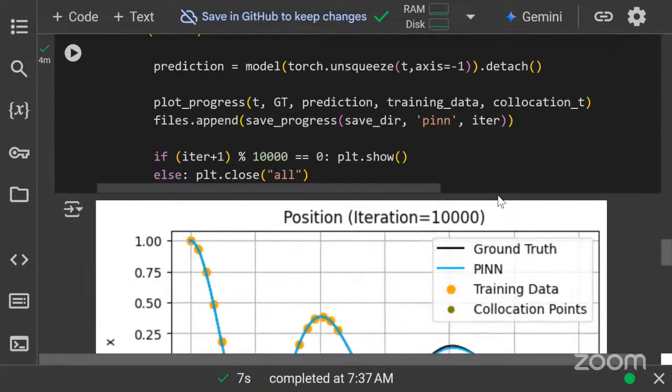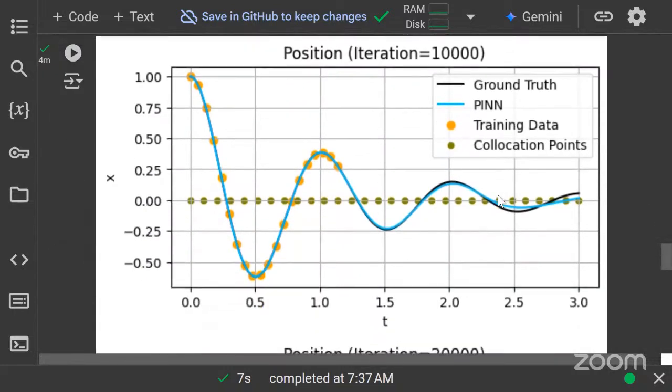Okay, so in this way, the main takeaway message here is that even if your training data is available in a certain interval of time, or later on when we talk about PDEs, partial differential equations, even if your training data is available at certain, limited spatial locations, it doesn't matter, because collocation points can be evaluated anywhere in time, anywhere in space.